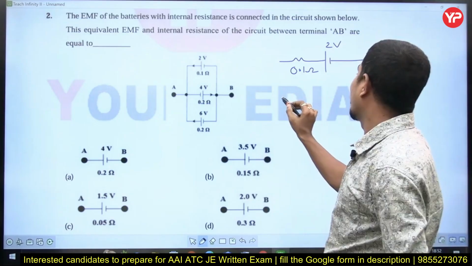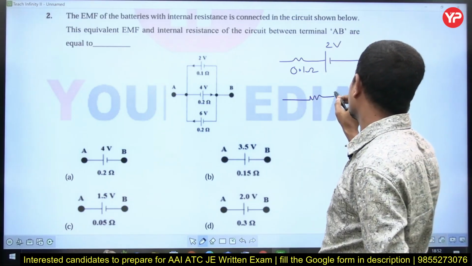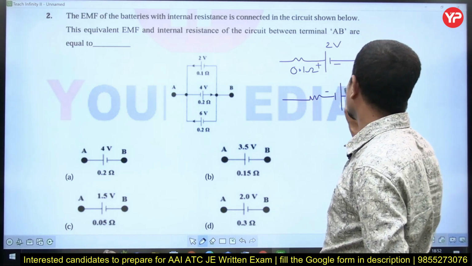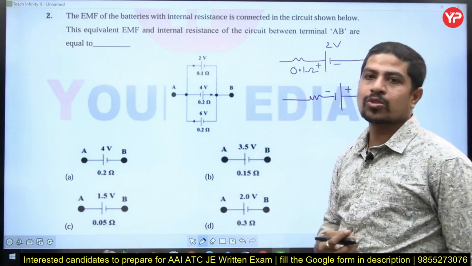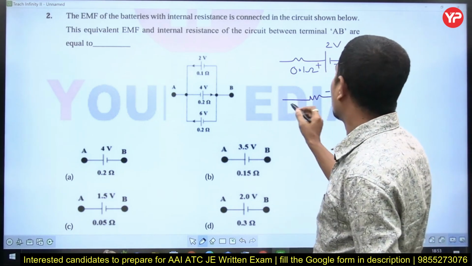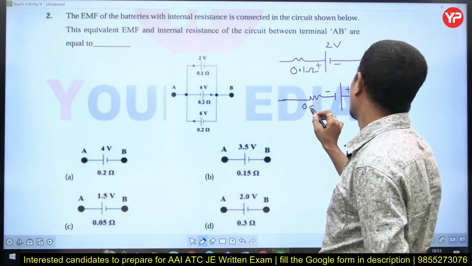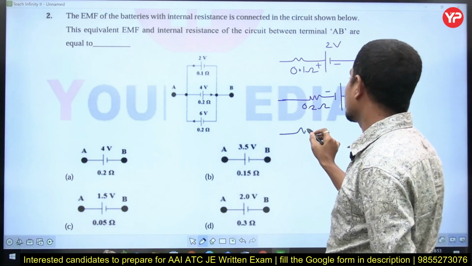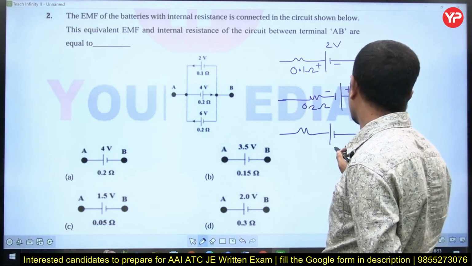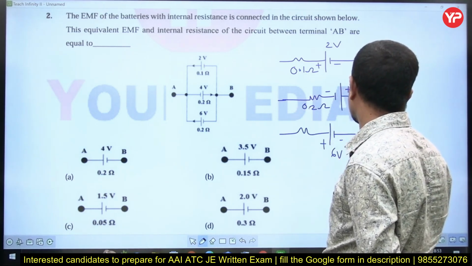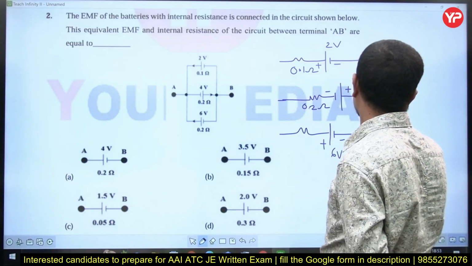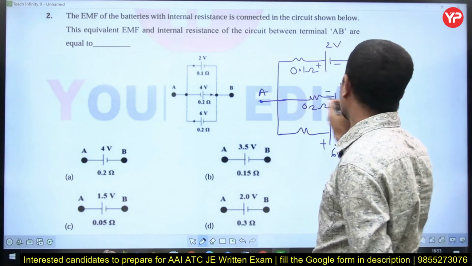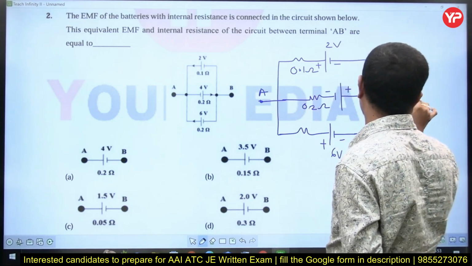And this is a 4-volt battery, but it also has resistance. But you see the polarities. This is plus, this is minus. But here this is minus, this is plus. Bigger plate is positive, smaller plate is negative, right? This is 0.2 ohms. The next one is 6 volts. There is a resistance, and this is plus, this is minus. And this terminal is A, this terminal is B, right?